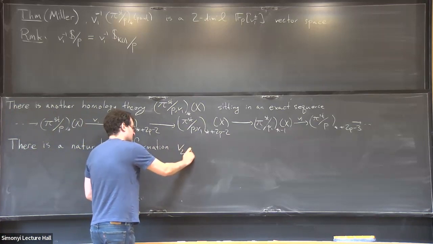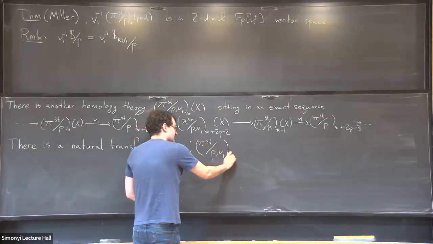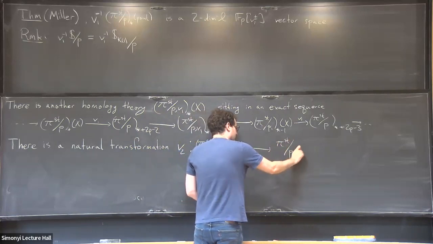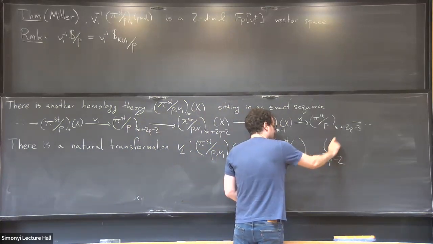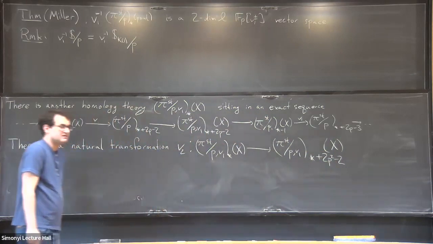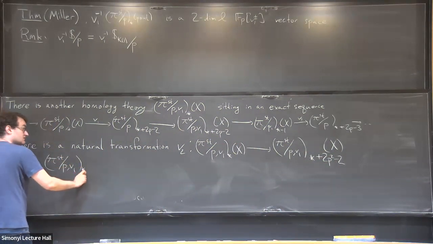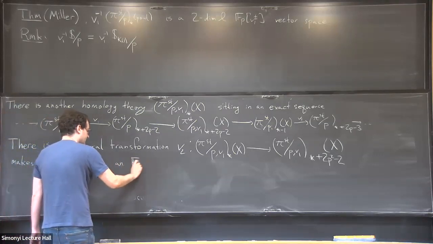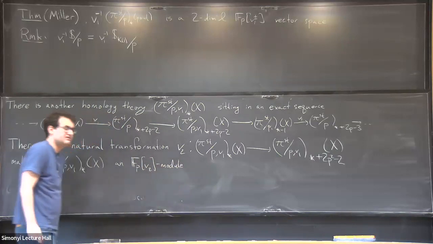V2 goes from the mod V1 stable homotopy of any space to mod V1, but with a degree shift of 2p squared minus 2. Okay, and so what does this do? This makes the mod P1 stable homotopy of X an adjoint V2 module, where now V2 shifts degrees by 2p squared minus 2.